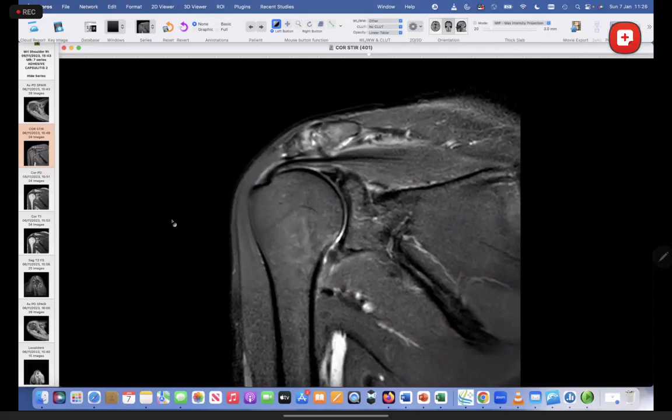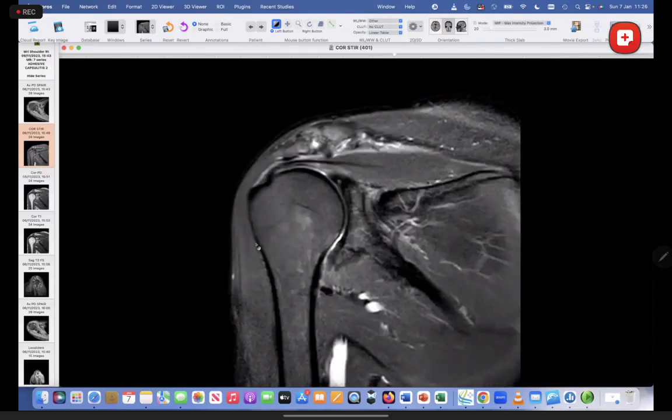So what are we going to do now? We are going to look at the important things. Of course, you will look at the glenohumeral alignment, which we already know is pretty good. We already know the cartilage is good. But what you see is a little bit of fluid in the inferior axillary recess again, which is normal.